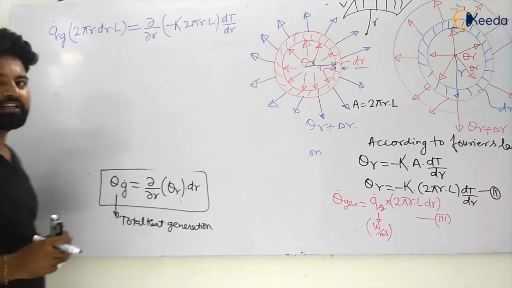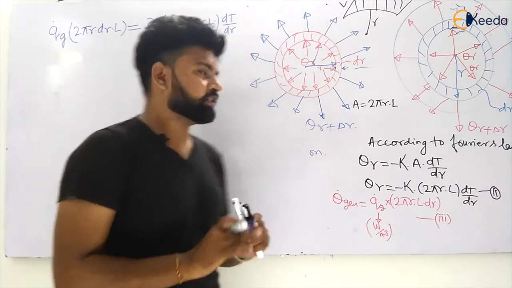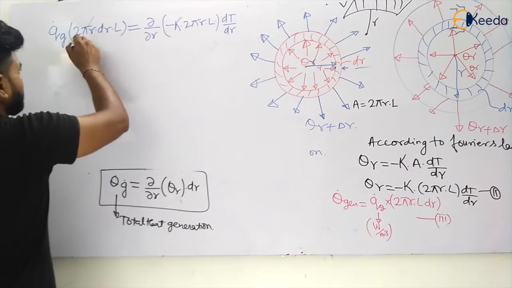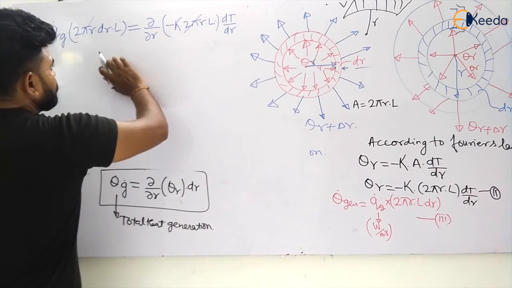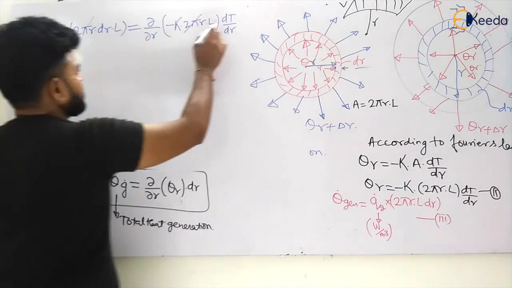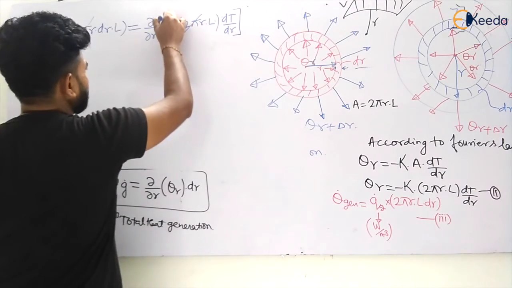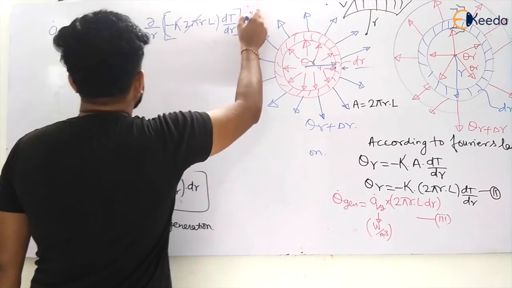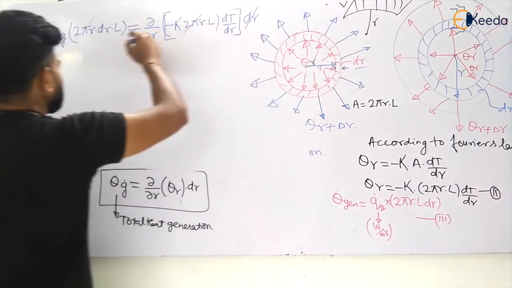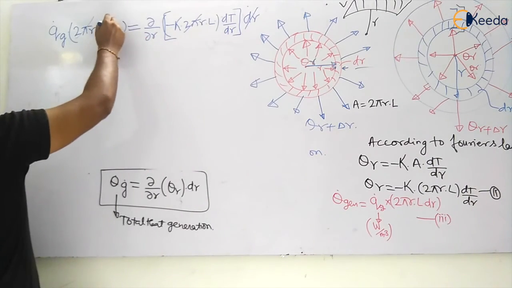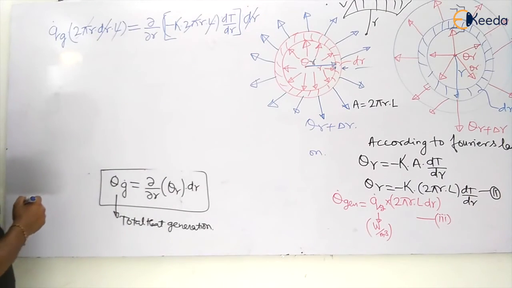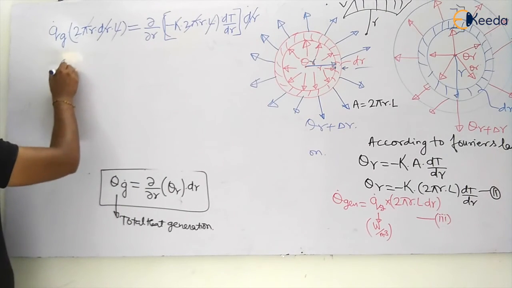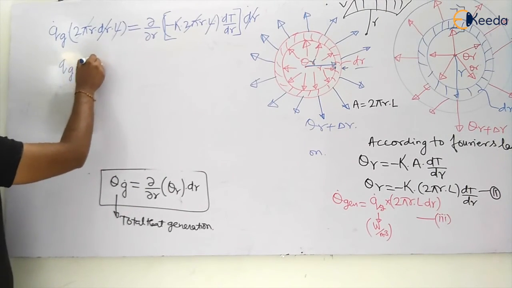So can I cancel the terms which are constant in this equation? Yes, I can cancel 2 pi. Sorry, r will not be cancelled. So dt by dr is multiplied by dr, so can I cancel that dr? Yes, this is outside that, so I can cancel that. Can I cancel L? Yes, I can cancel L. So the remaining term, my dear students, will be Qg into R.